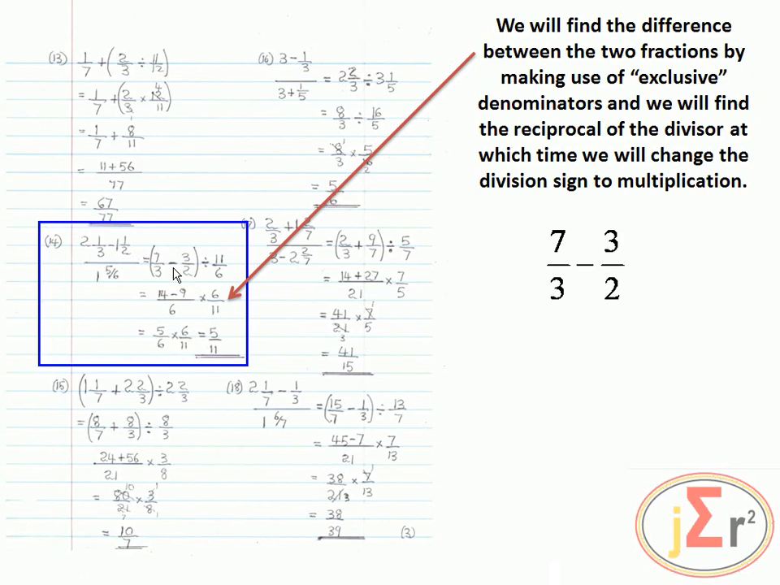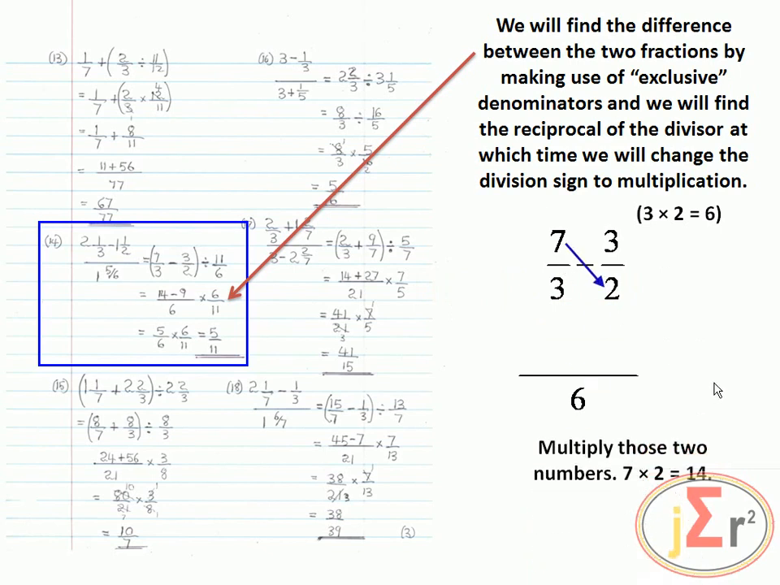These two fractions, find their difference. We have exclusive denominators, meaning that the denominators do not have common factors. When that is the case, we will find the difference between the two fractions by making use of the fact that the new denominator will be the product of the two denominators. 3 twos are 6. Then we have another one, 2 sevens are 14, goes there, and 3 threes are 9 will go there, accompanied by the negative sign.